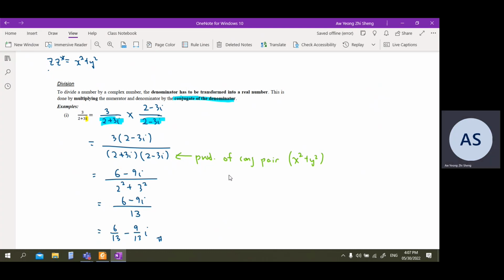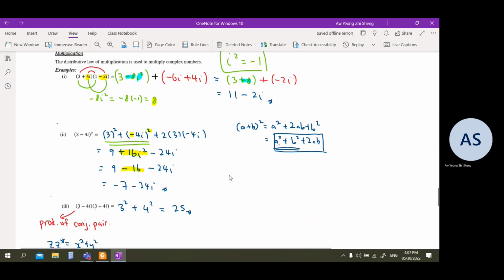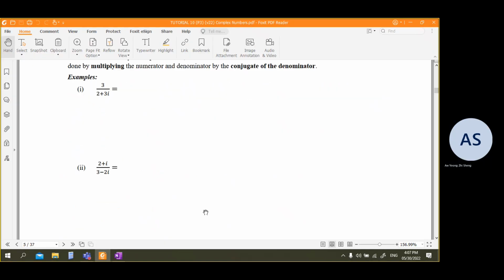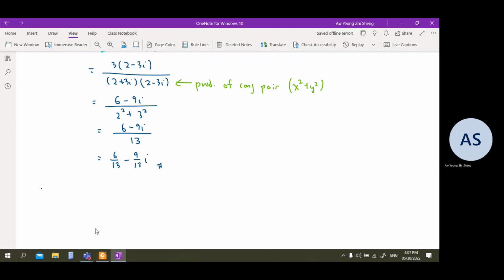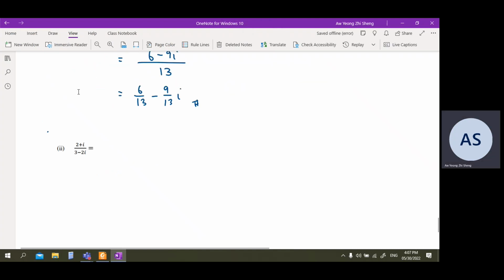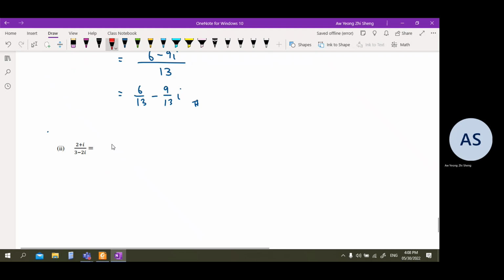Okay, now let's move to part 2, the second example. (2 plus i) divided by (3 minus 2i). Our aim is to get rid of i from the bottom.